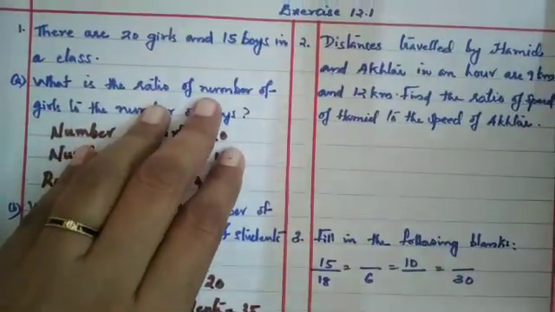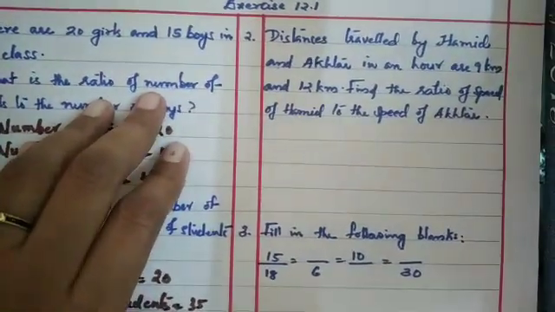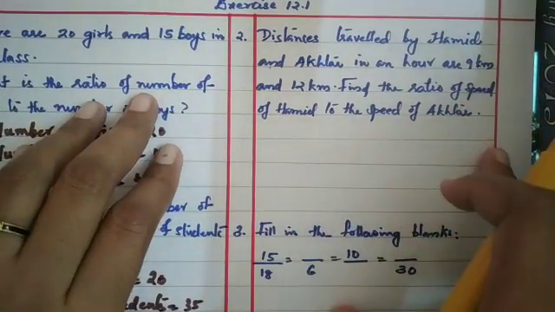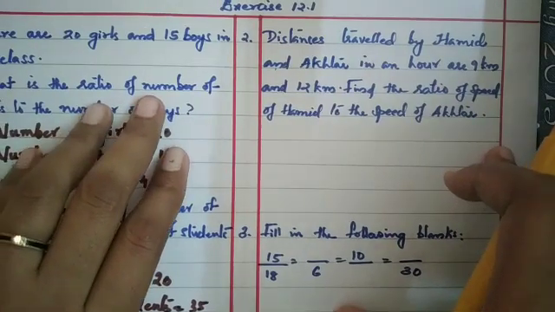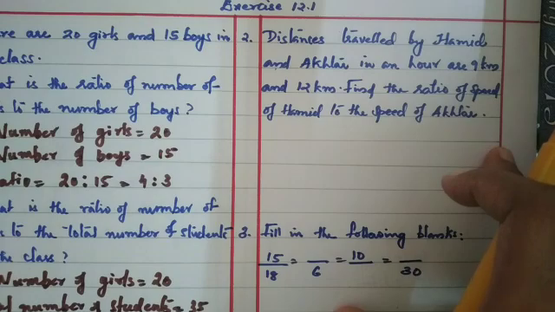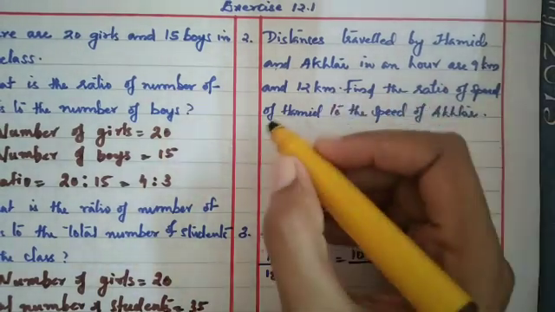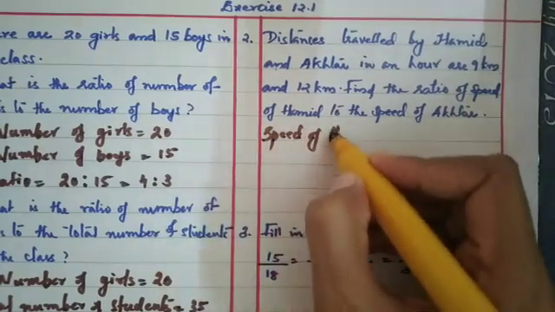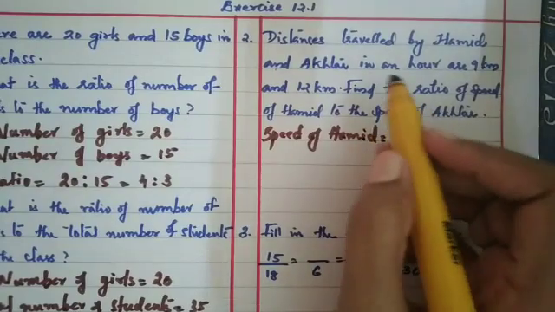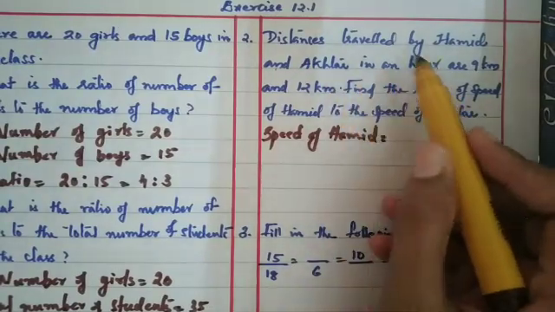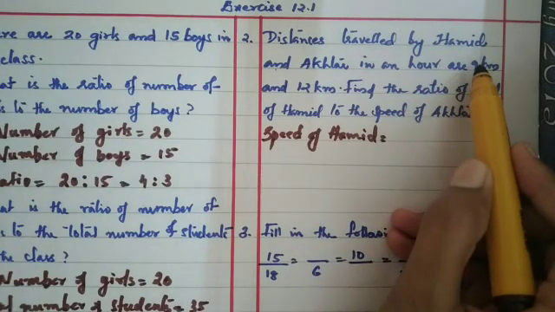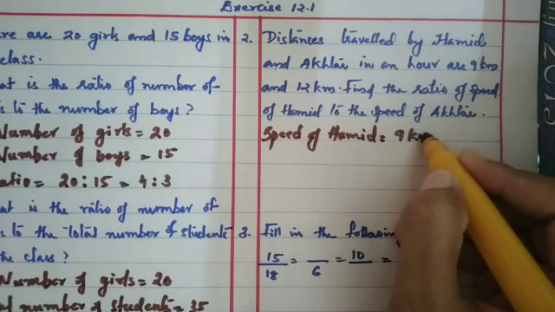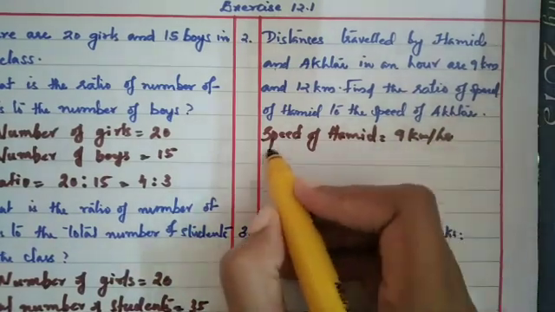Then next question. Distance traveled by Hamid and Akhtar in an hour are 9 km and 12 km. Find the ratio of speed of Hamid to the speed of Akhtar. Here I have to find out the speed of Hamid. Speed of Hamid equals distance by time. Here distance is 9 km in 1 hour, 9 by 1. So the speed is 9 km per hour.